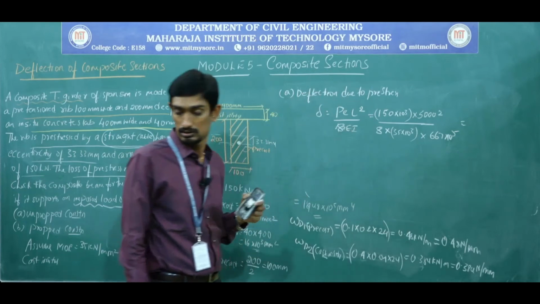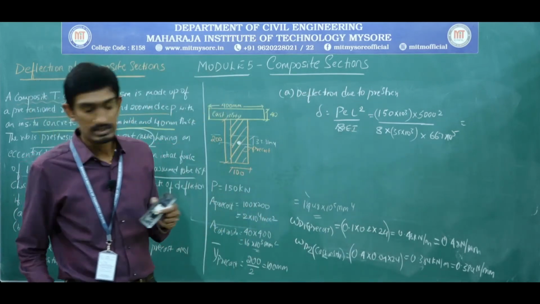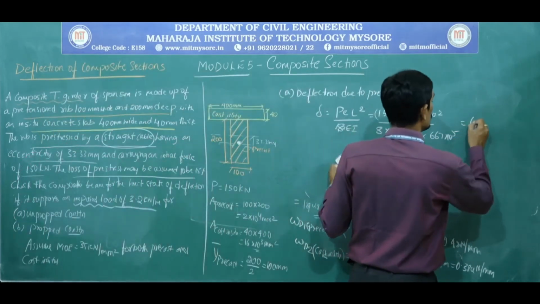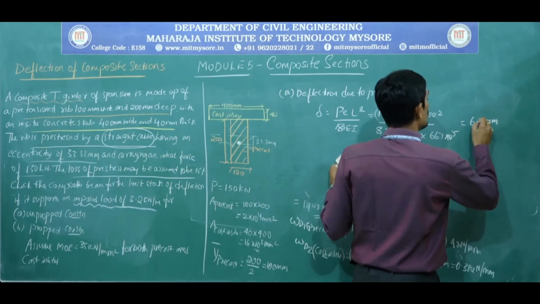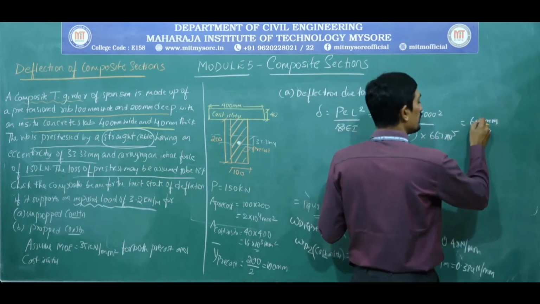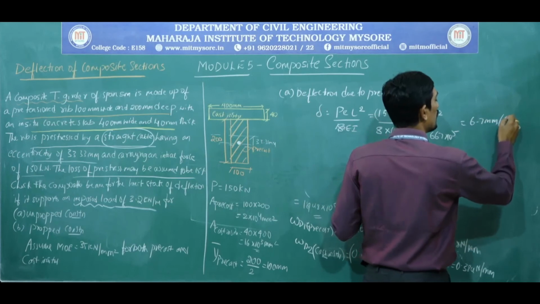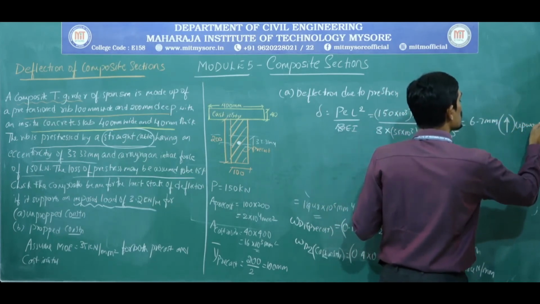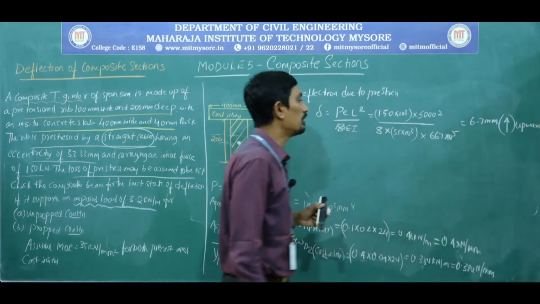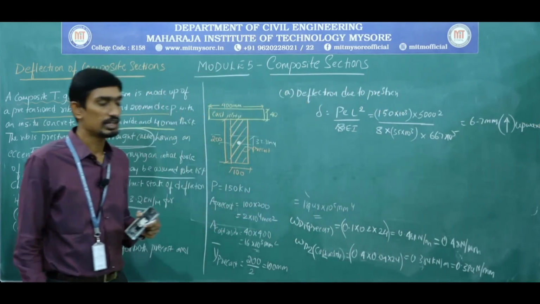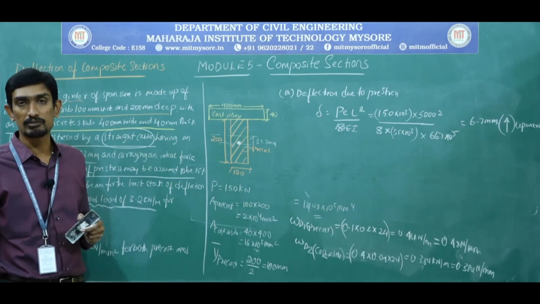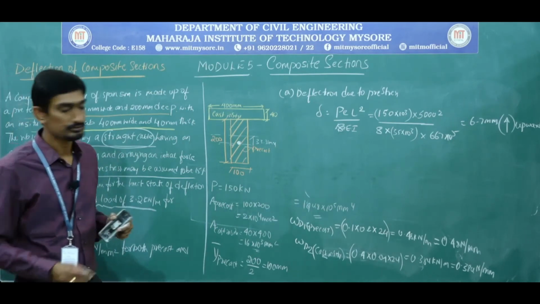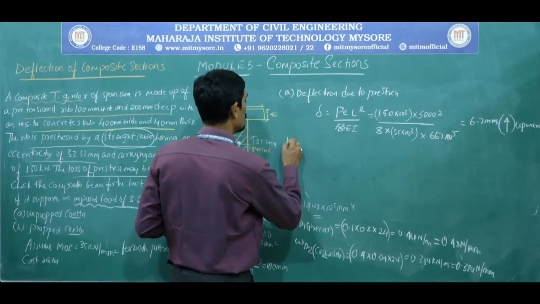So what will be the answer? The deflection will be 6.7 mm, and you need to be very careful with the sign, negative or with an upper arrow mark, or you can write upward, because I've already told you it will induce upward deflection. 6.7 mm, minus 6.7 mm. Okay. Next, we'll move on to the next.